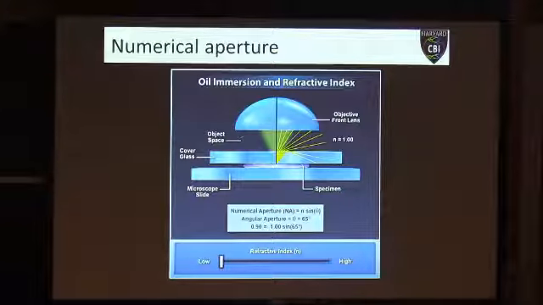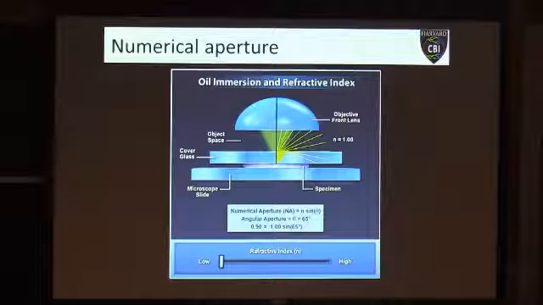Now, this is a non-immersion objective. It's an air objective, so we just have air in here with a refractive index around 1. What that means is we have a big refractive index mismatch between our cover slip, which has a refractive index around 1.5, and our air. So some of the light that's coming out of our sample, you have a molecule of GFP here, it's letting photons out in every possible angle.